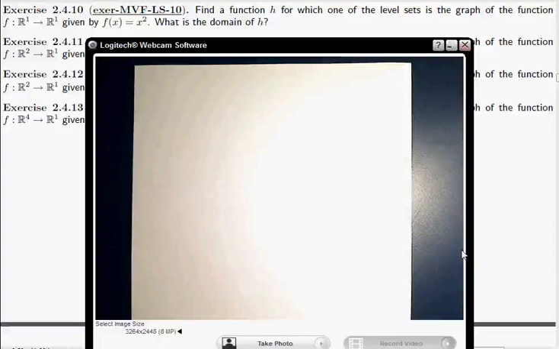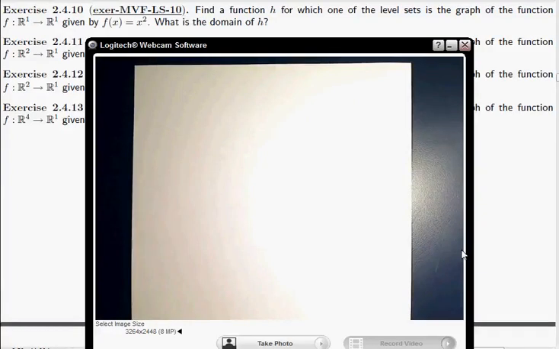Yeah, so we want to make a proper interpretation of the language here in LS10. We're looking for a function h for which one of the level sets, okay, pause, we're going to be taking this function h and setting it equal to some constant. That's what we mean if we're saying we're looking at one of the level sets of h. So h equals c is going to come up here.